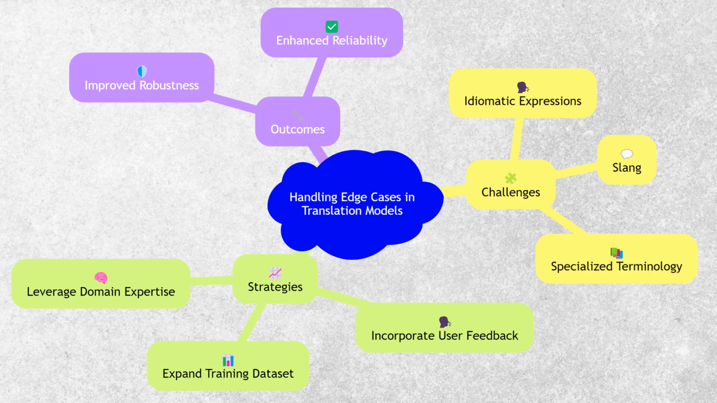Edge cases, or rare and unusual translation scenarios, can pose significant challenges for custom translation models. These cases often involve idiomatic expressions, slang, or highly specialized terminology that the model may not have encountered during training. To handle edge cases effectively, it's important to continuously expand and diversify the training dataset. Incorporating user feedback and leveraging domain expertise can also help identify and address these challenging scenarios. By proactively managing edge cases, you can improve the robustness and reliability of your custom translation model.